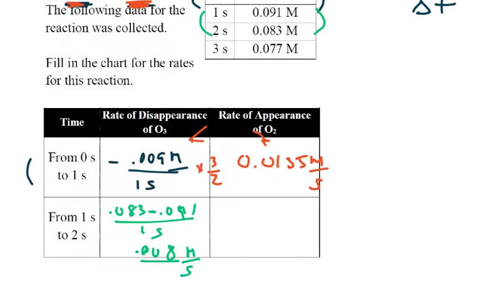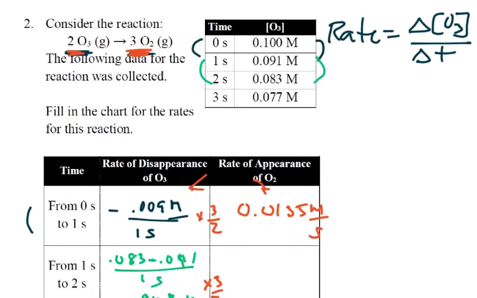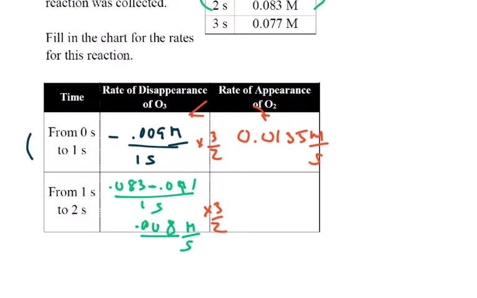And again, to get to my oxygen, it's happening 3/2 times as much, because for every 2 of these that go away, 3 of these are formed. So times 3/2, and I should be able to do that. 2 goes into 8 4 times, and 4 times 3 is 12, so 0.012 moles per liter per second. And that would be my answer for here.